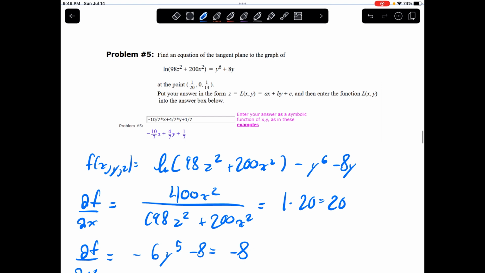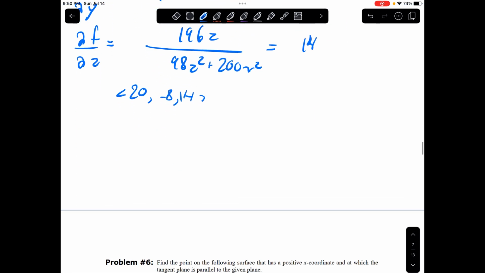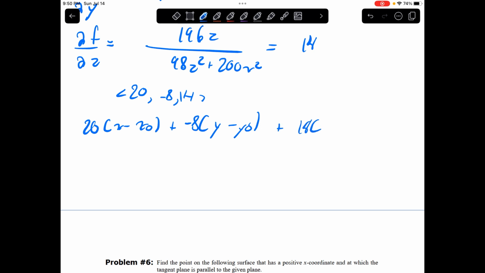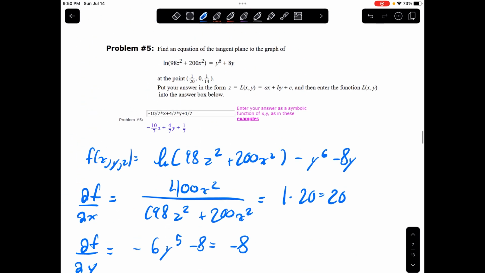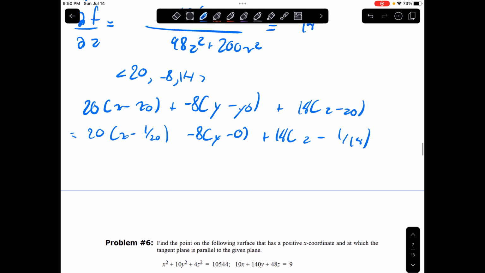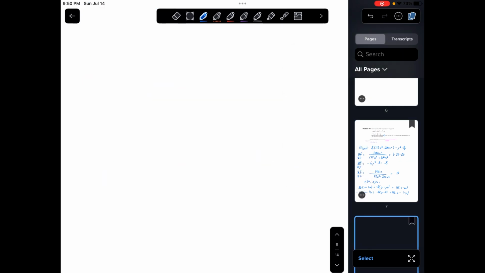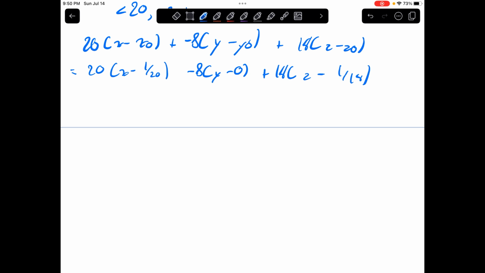And so we have the coefficients for the plane equation, which would be 20(x − x₀) plus −8(y − y₀) plus 14(z − z₀), which equals 20(x − 1/20) − 8(y − 0) + 14(z − 1/14). They're asking us to put it with respect to z. So let me add a page here. Now you're going to have 20x − 1 − 8y + 14z − 1 equals 0.